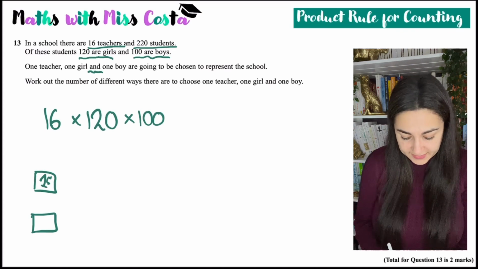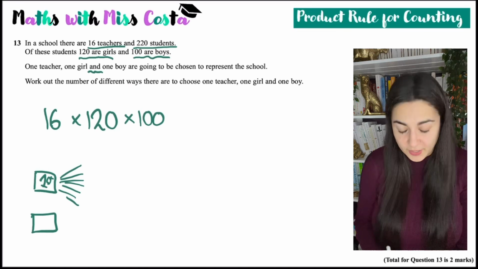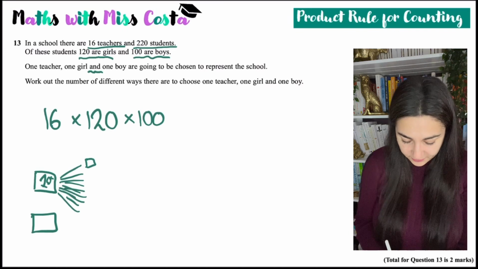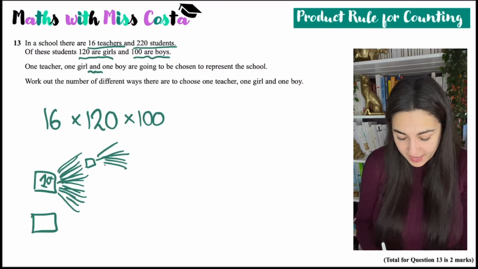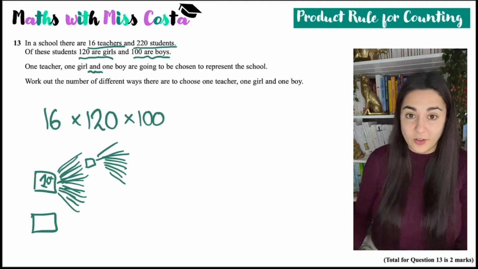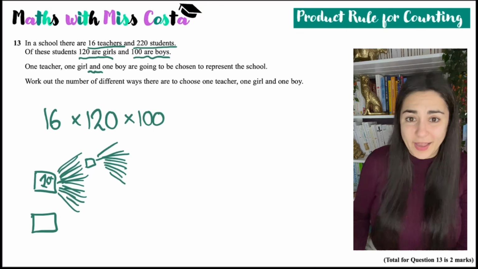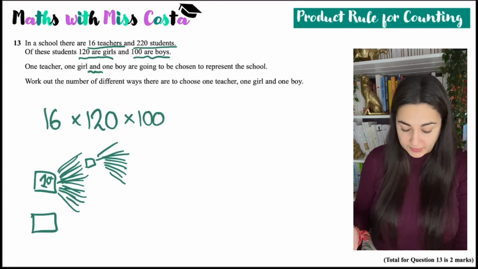Anyway, the first teacher could be paired with 120 girls, okay? And any of those girls could then be paired with 100 boys. So there's a lot of options that could happen. Instead of writing that all out, which would be incredibly time consuming, all we do is multiply the possibilities.